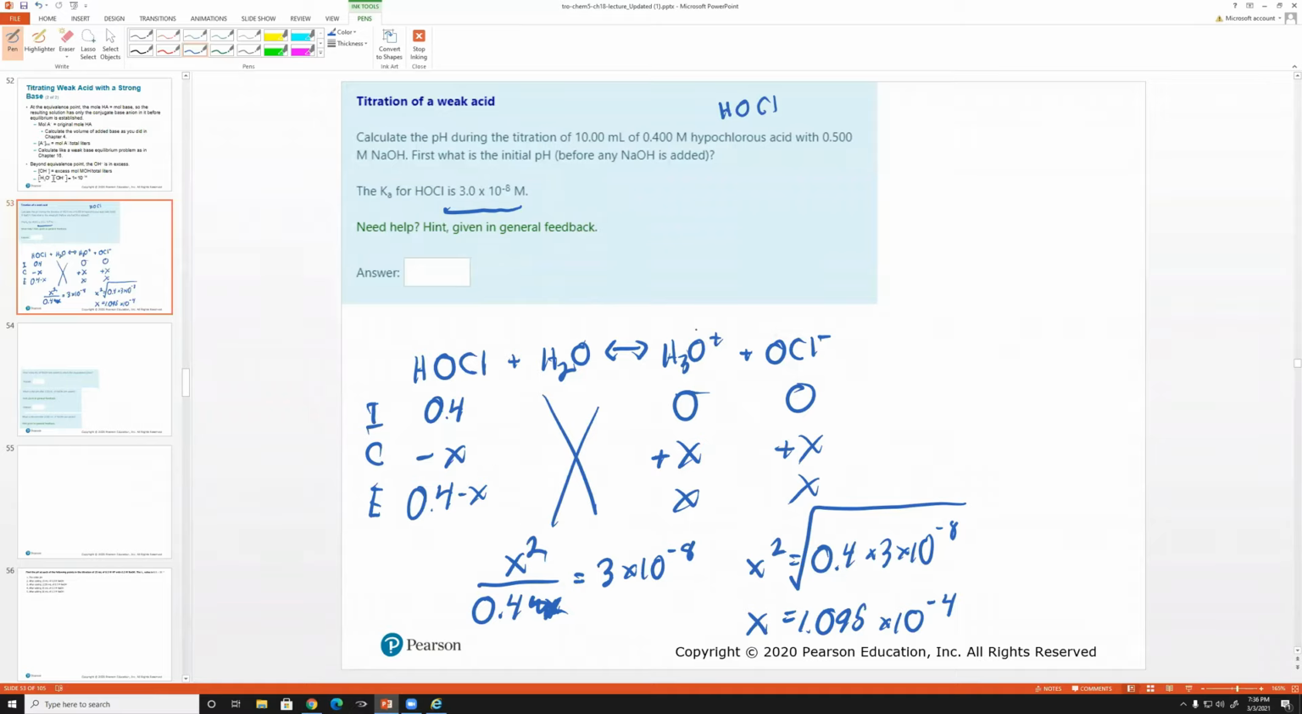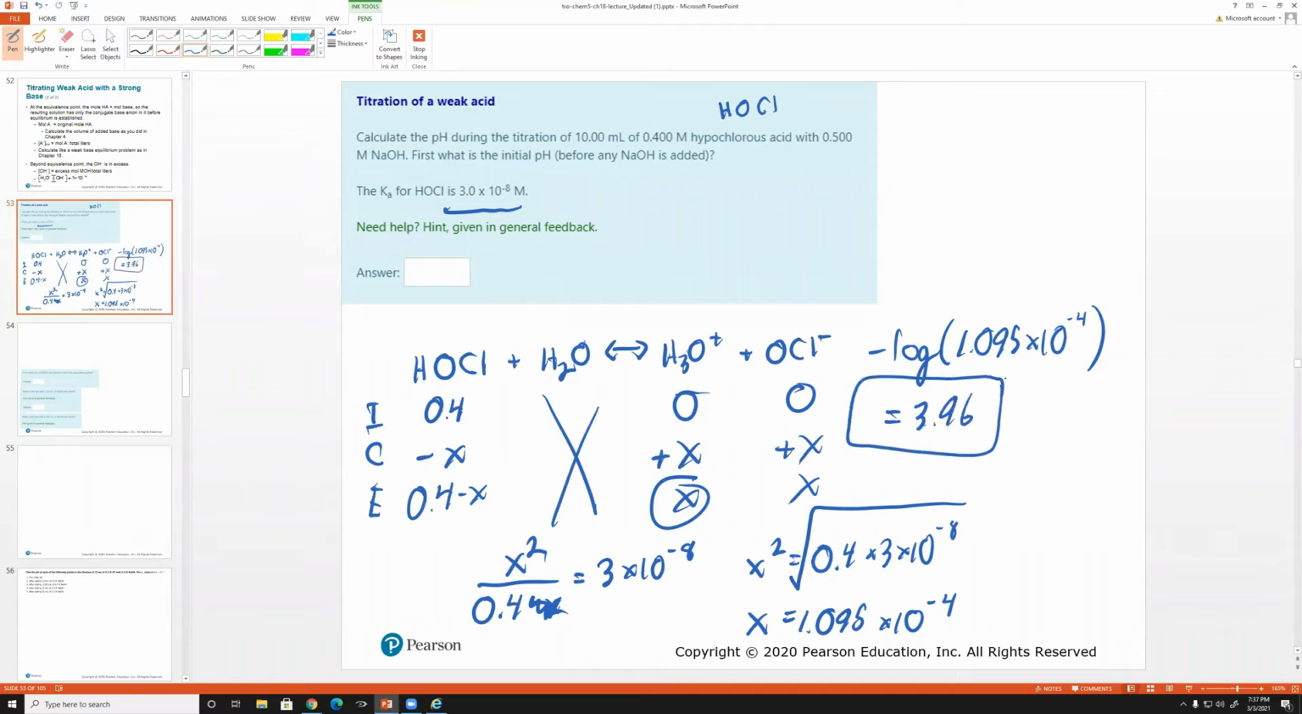Then it's going to equal the H3O plus concentration, which again, remember from chapter 17, can be directly used to solve for pH. So this X, we can do negative log of 1.095 times 10 to the negative 4th. And what is that going to equal? 0.96. That makes sense. Awesome.